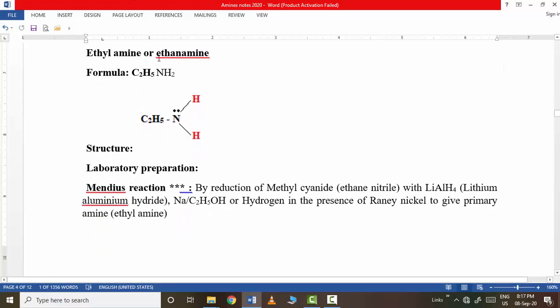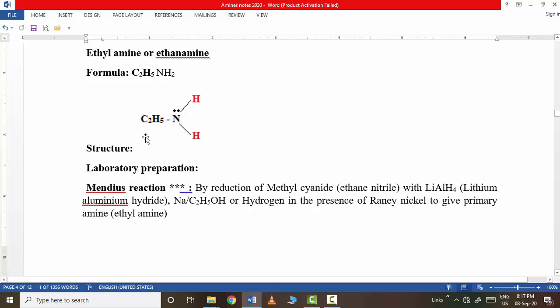Ethylamine, or also known as ethanamine. Ethanamine is the IUPAC name. Ethylamine is the common name. So I have written both here. You can also find it in the table in the above introduction. The formula is C2H5NH2. Again, this nitrogen will be having the lone pair of electrons.